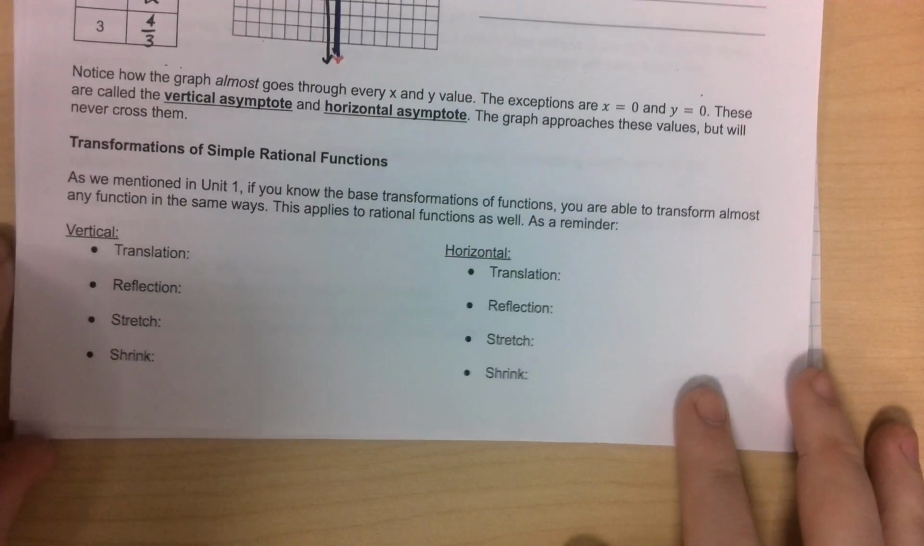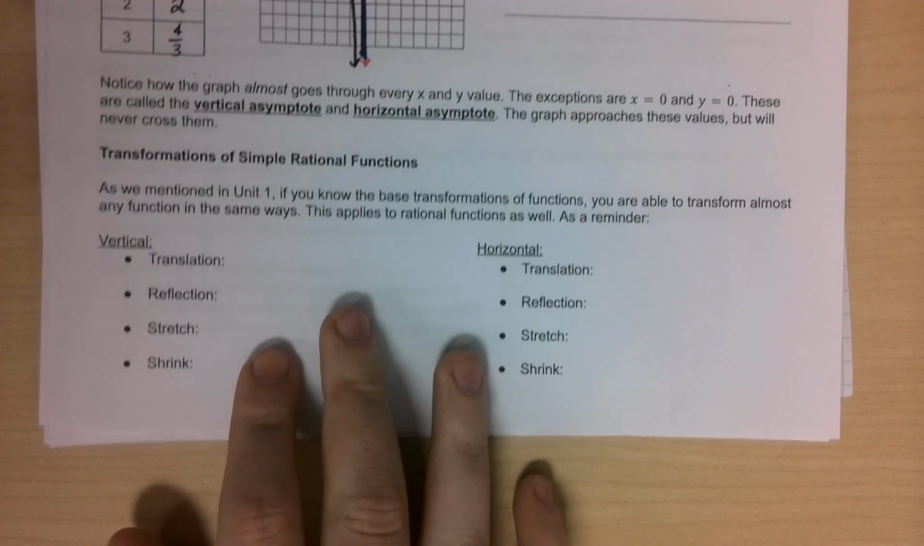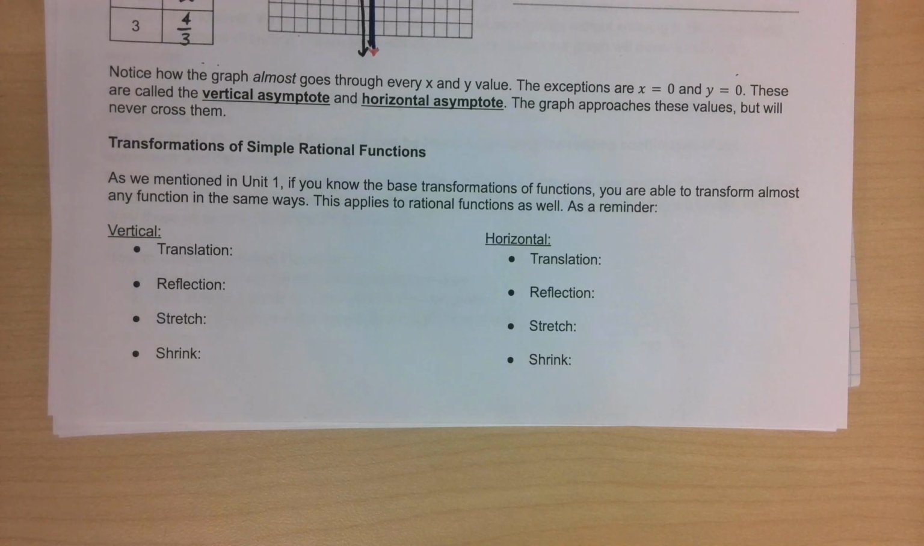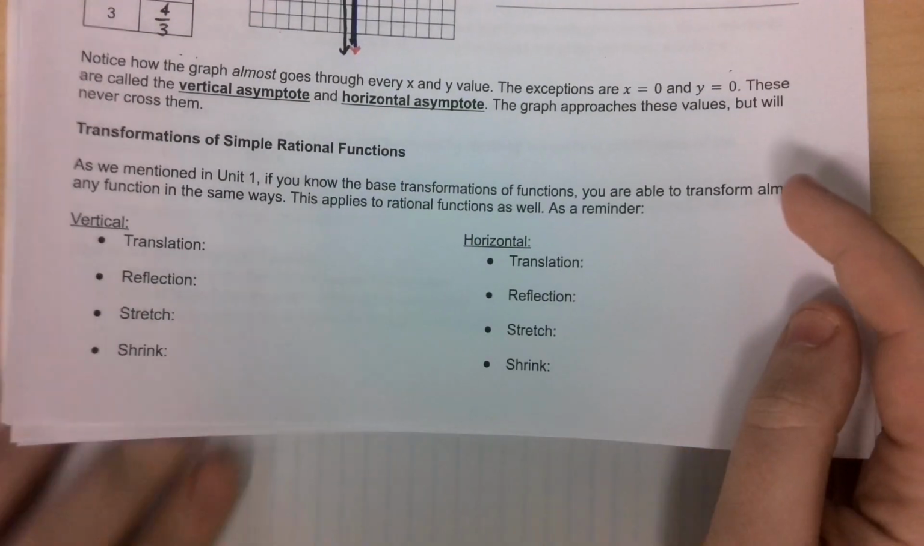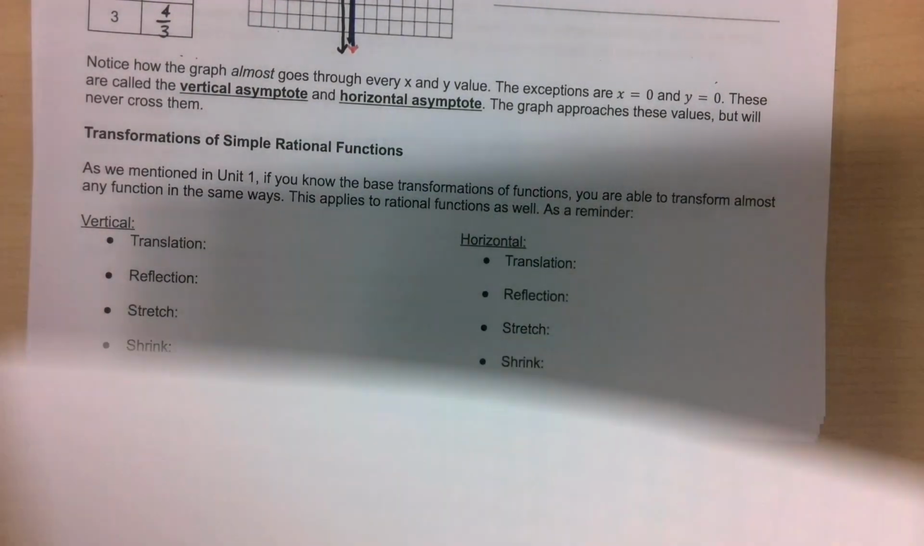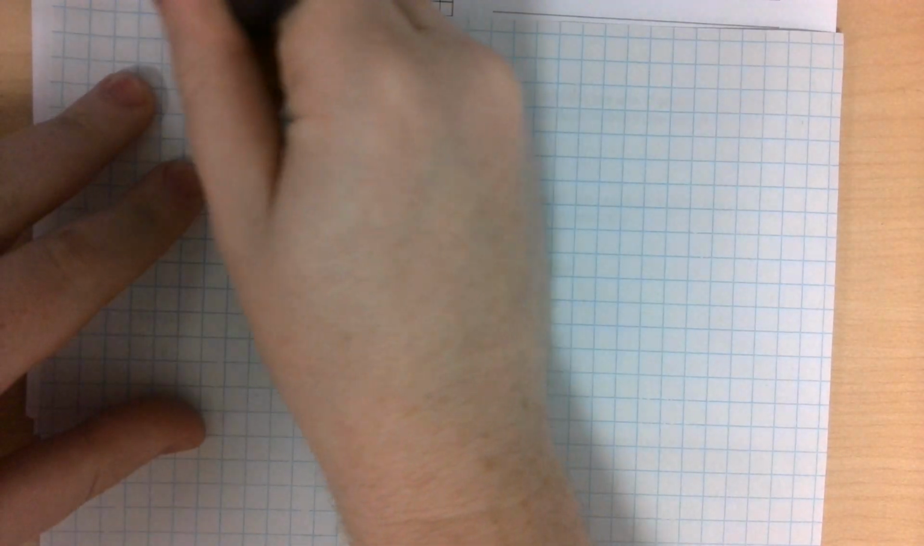As we learned in Unit 1, and in Unit 2, and in Unit 4, if you know how to transform one type of function, you know how to transform all of them. It applies to all. I would like us to recall how transformations can affect the parent function. So over here on a separate sheet of paper, I'm going to personally make a table just so we can see this comparison.